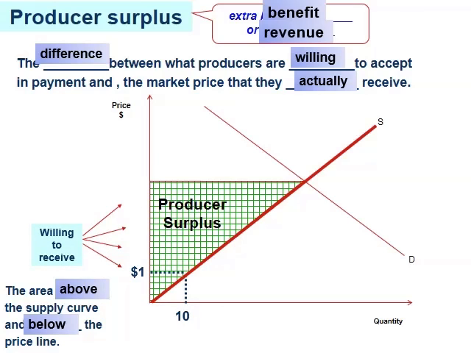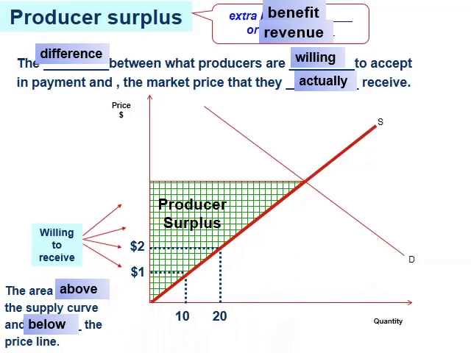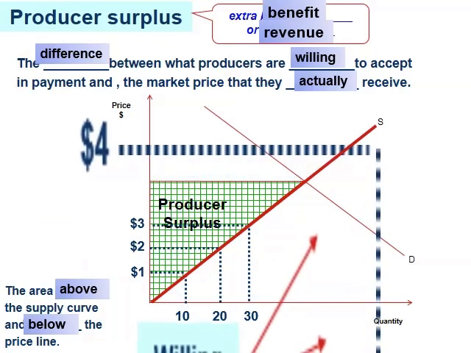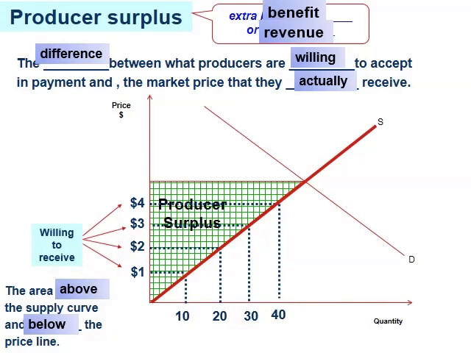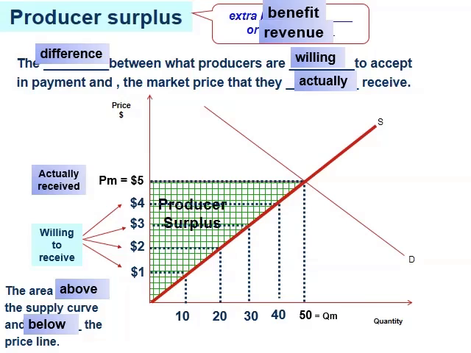So the producer's willing to take $1 for the first 10 units, but he actually gets more. He's willing to take $2 for the next 20 units, remembering his marginal cost is rising, but he actually gets a higher price. Next 10 units, he's willing to sell at $3, he actually gets a higher price. Next 10 units, he's willing to sell for $4 as his marginal cost is still rising, and so he actually gets paid $5 for those 50 units.